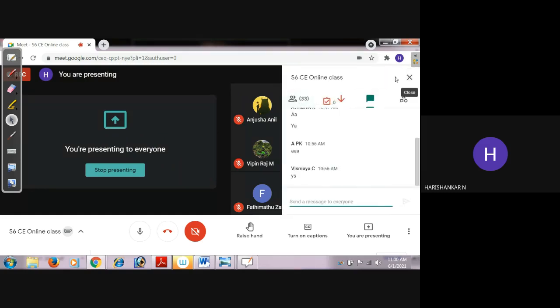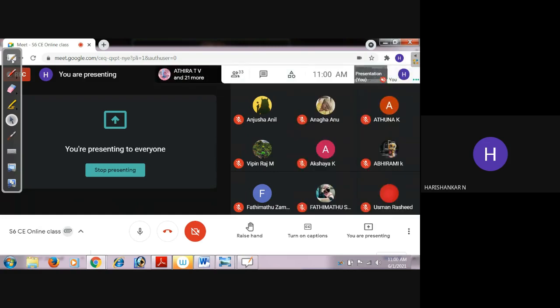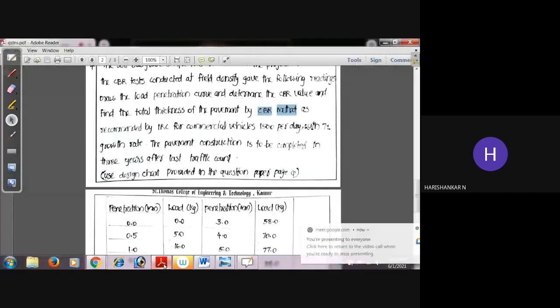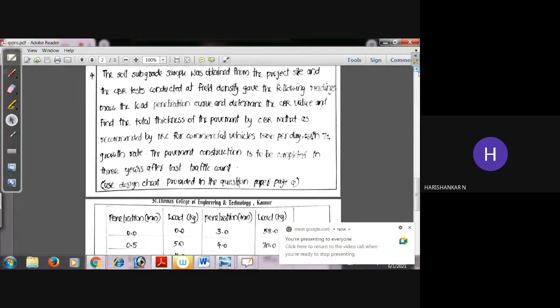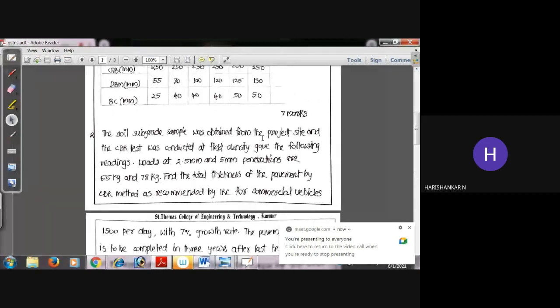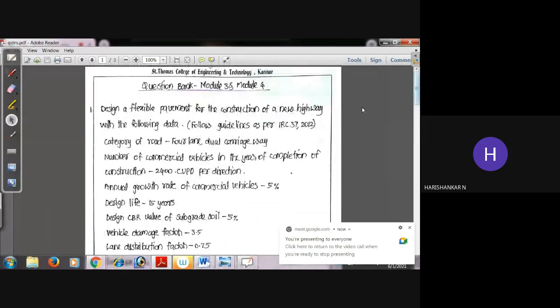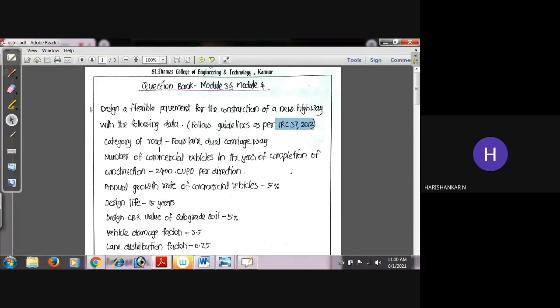So what about the next question? The same question they have asked in a different way. This is the last question. Design a flexible pavement for construction of a new highway with the following data. Follow guidelines as per IRC 37/2012. It is the question which is to be done based on the IRC. So you should substitute in the equation. You can have the values. Take down the values and start the calculation.